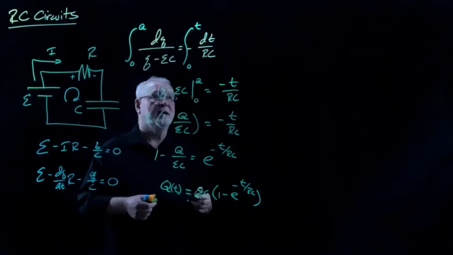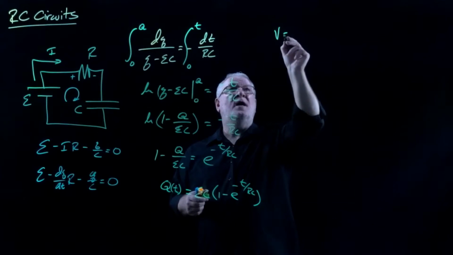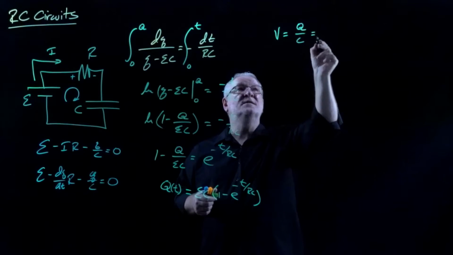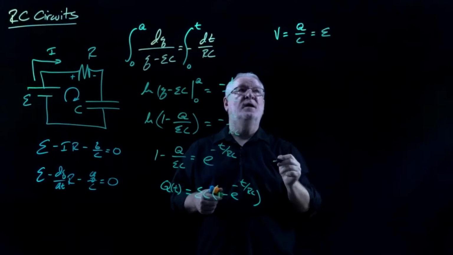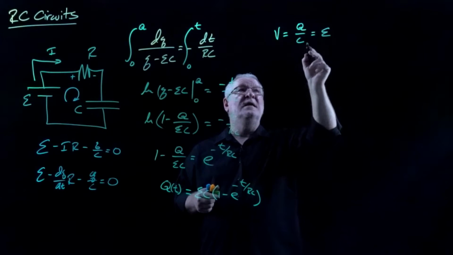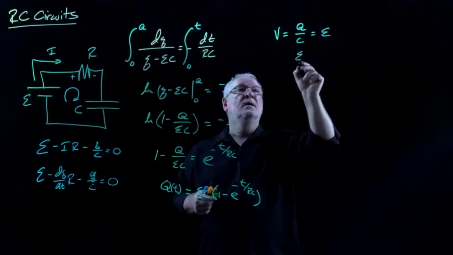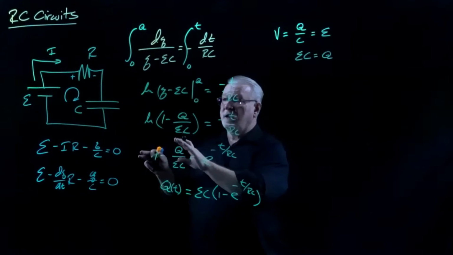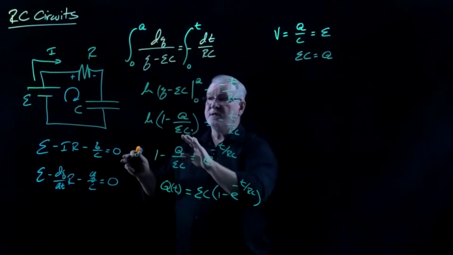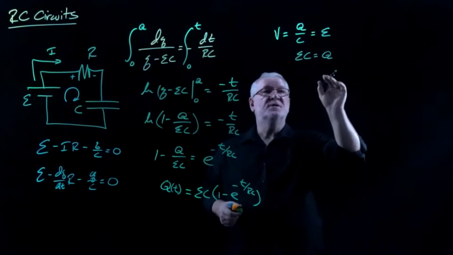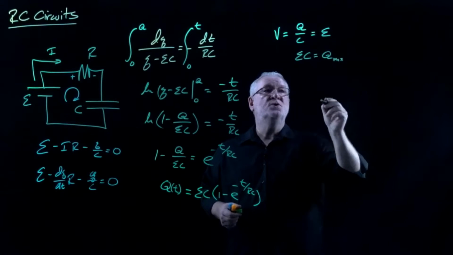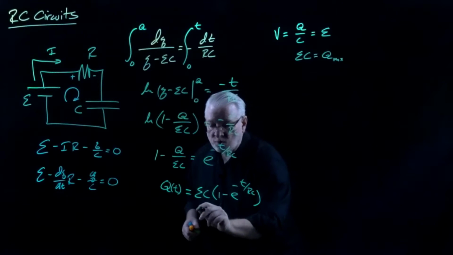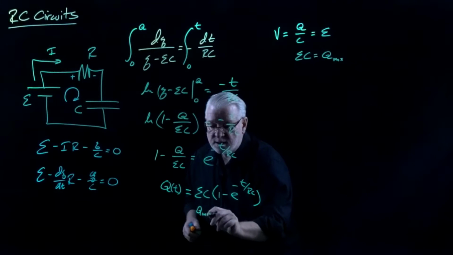Let's take a look at what happens when that's the case. Again, the voltage across the capacitor is the charge divided by the capacitance. And in this case, that's equal to the EMF of the battery. And that means the quantity EC is actually equal to the charge at that time. And remember, we were talking about what happened after a long time when the capacitor was completely full. This represents the max charge. This is the most charge we can possibly fit on it. And notice that's the coefficient right there. So I'm just going to write that in, that this is Q max.